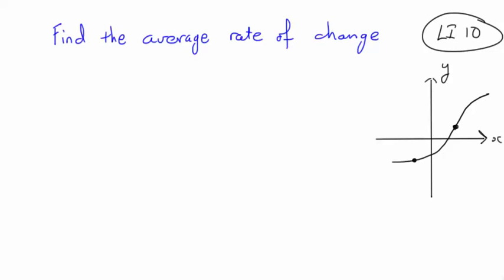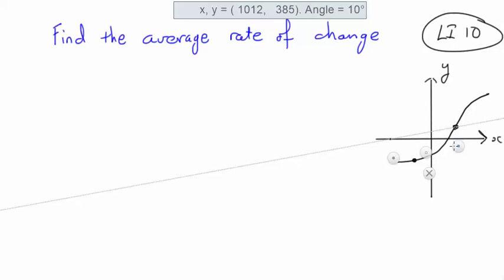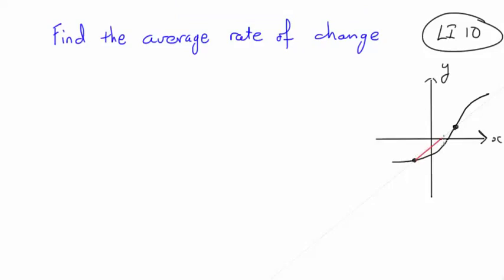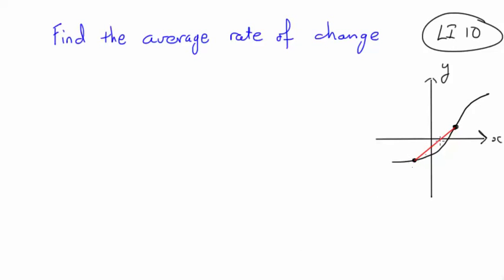Well, what the average rate of change does is it says I don't really need an exact gradient. I just want to know roughly what the gradient is. So it says I just want to know what the gradient is between those 2 points. In other words, I want to know how steep that line is. And I promised you a tricky example.